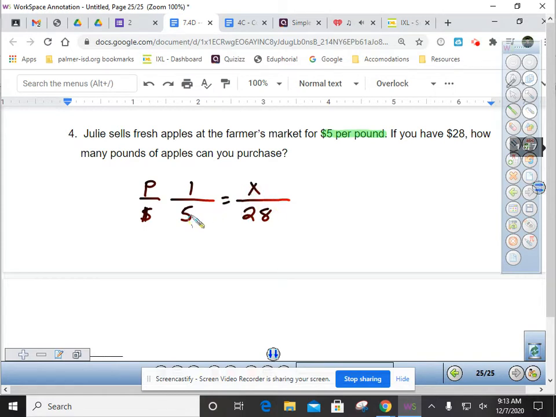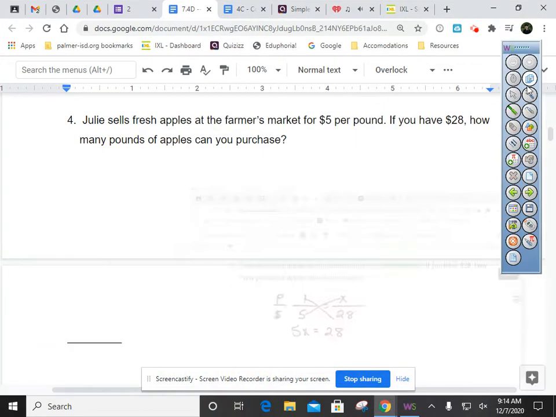So now what? What's 5 times x? And 1 times 28? Do you now see that you have an equation? Do you know how to solve that? Yeah, we're not going to do it. Don't worry about it. All right.